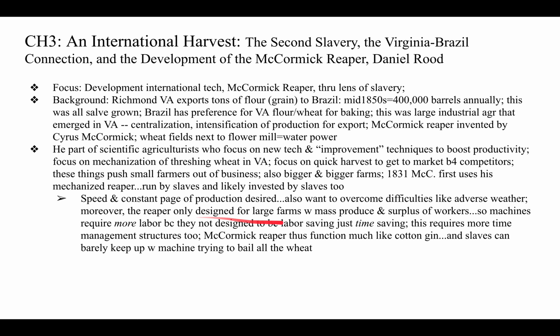And as I mentioned, the Reaper was designed for large farms with mass produce and a surplus of workers. But the machine, the McCormick Reaper, required more labor power. It was not a labor saver because it harvested so much grain, first of all, that people struggled to keep up with it, the people who would work behind it to try to bale all the wheat, for instance. So it's not a labor saver. It was just a time saver.